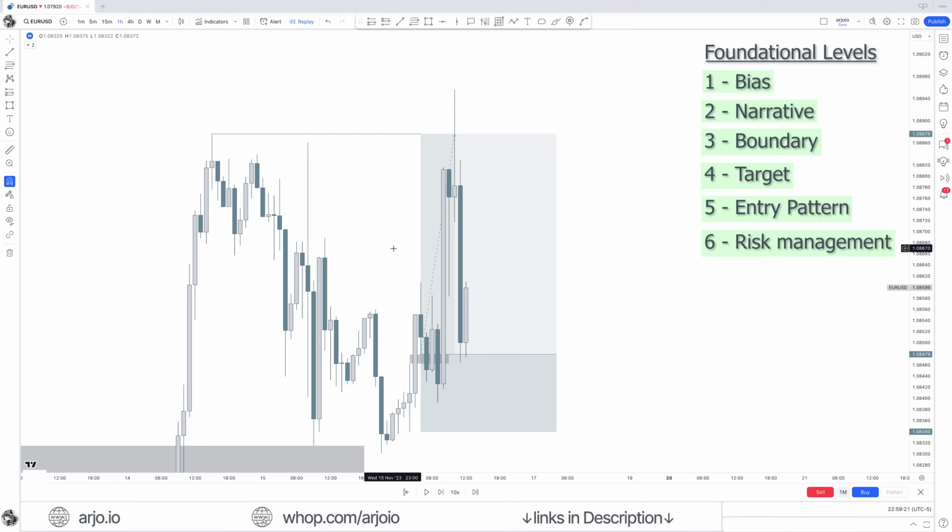You can do the exact same thing, the exact same entry pattern, the same time frames in combination, and the same process over and over and over. Now, you can also see that the concepts here help you flow around the framework, because the foundational levels right there create again that framework of the trading plan. The concepts help you reach the ideas of a bias, of a narrative, of a boundary, of a target, of an entry pattern, of a risk management.